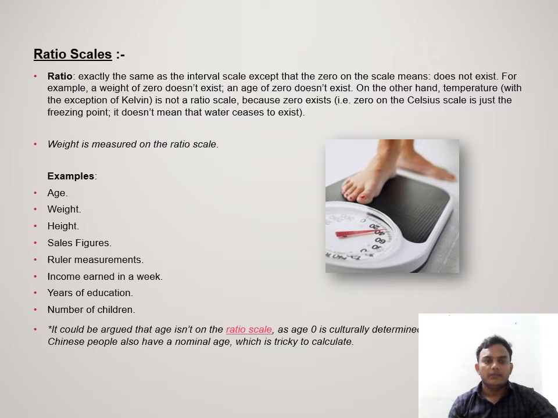And the last one is ratio scale. Ratio scale is exactly the same as the interval scale, except that zero on the scale means does not exist. So on interval scale, zero has some meaning, but on ratio scale, zero means does not exist. For example, a weight of zero doesn't exist, and an age of zero doesn't exist.